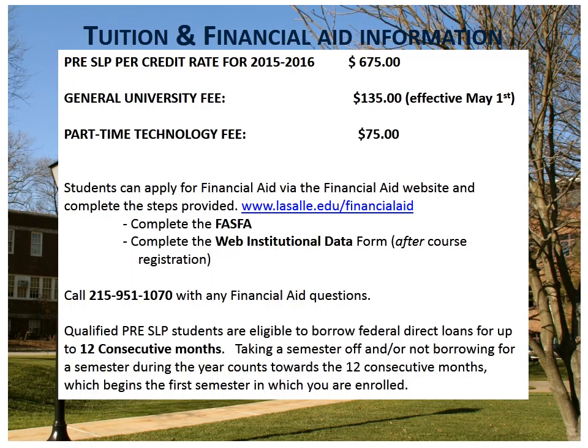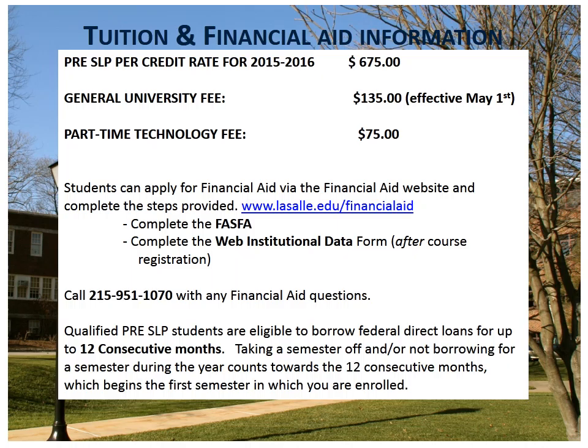Please also keep in mind that qualified PRESLP students are eligible to borrow federal direct loans for up to 12 consecutive months. So taking a semester off or not borrowing for a semester during the year does count towards the 12 consecutive months. Your 12 consecutive months begin the first semester in which you are enrolled in courses. So it's important that you keep that in mind when you are registering for courses. It's also important that you keep that in mind when you are applying for your financial aid as well.